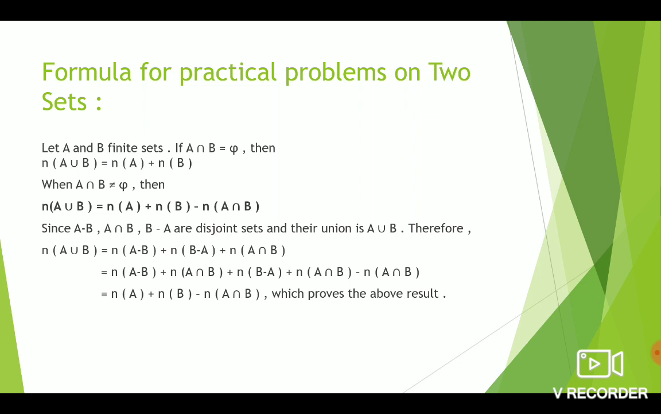Since A minus B, A intersection B, B minus A are disjoint sets and their union is also A union B, therefore, number of elements in A union B is equal to number of elements in A minus B plus number of elements in B minus A plus number of elements in A intersection B, which gives number of elements in A plus number of elements in B minus number of elements in A intersection B, which proves the above result.